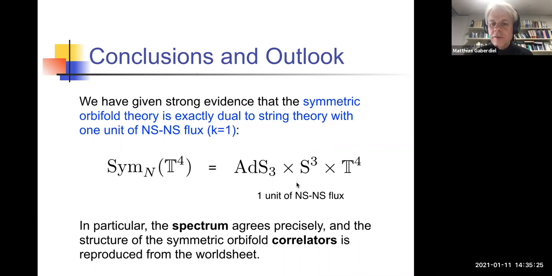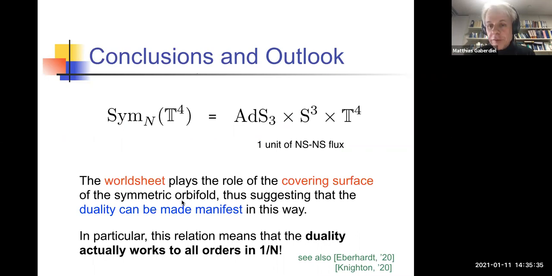We've shown that the spectrum agrees precisely and the symmetric orbifold correlators are reproduced from the worldsheet by means of all of these magic identities. The worldsheet plays the role of the covering surface of the symmetric orbifold. And in some sense, that suggests a way in which you can make this manifest. You want to turn this into something where you don't have to check it anymore. You can just see that it has to work.